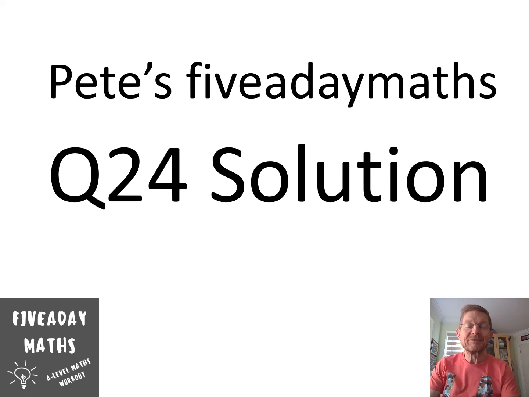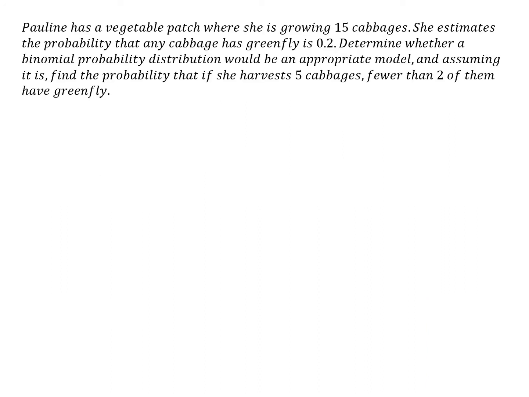So, question 24. Let's see if we can help Pauline sort out her cabbages. We are trying to decide whether the binomial probability distribution is appropriate. The first thing to decide is whether we have a fixed number of trials. And of course, yes, there are only 5 cabbages being harvested, so that's a fixed number of trials.